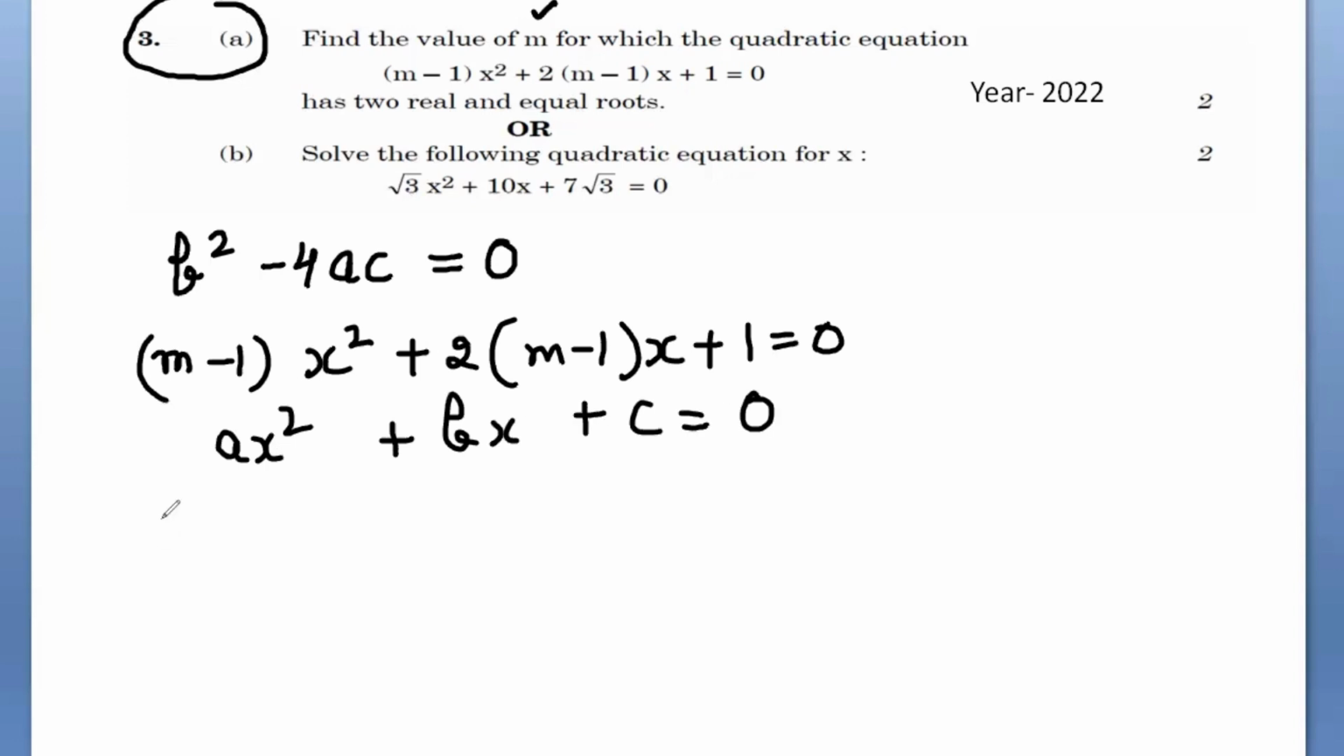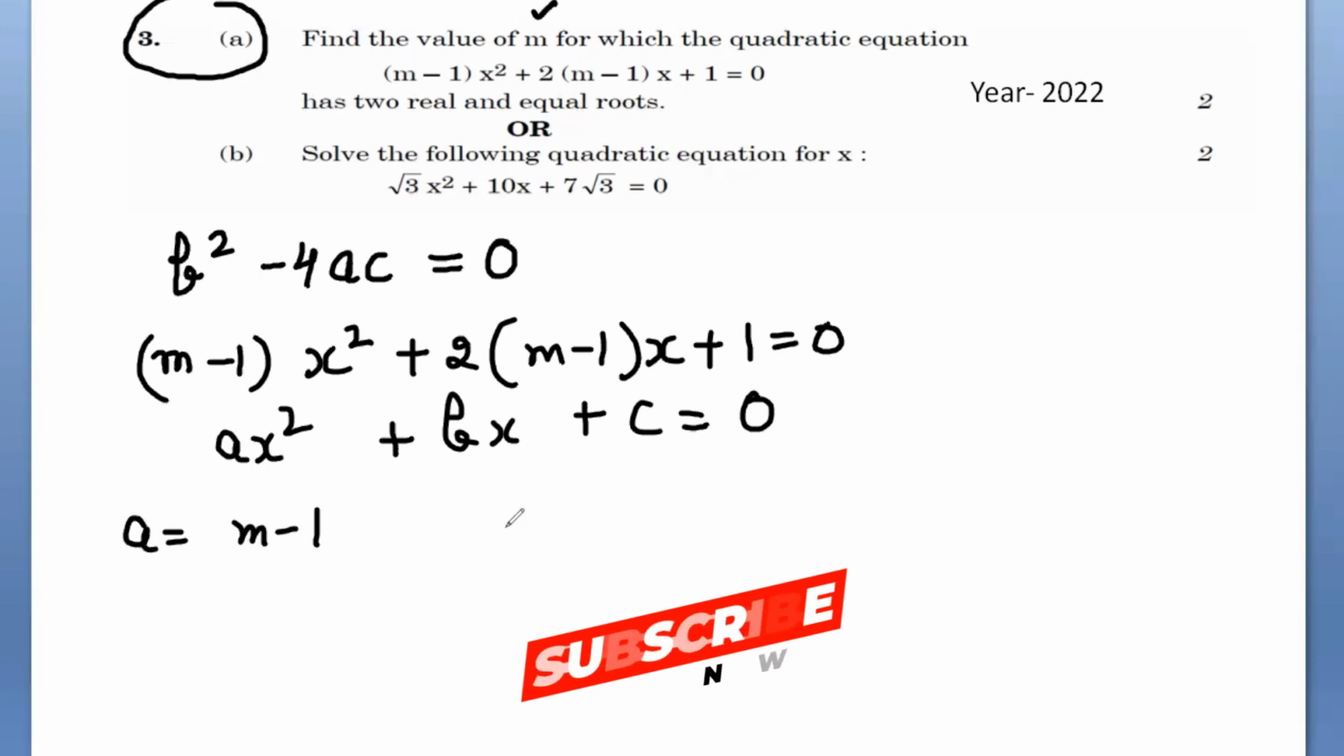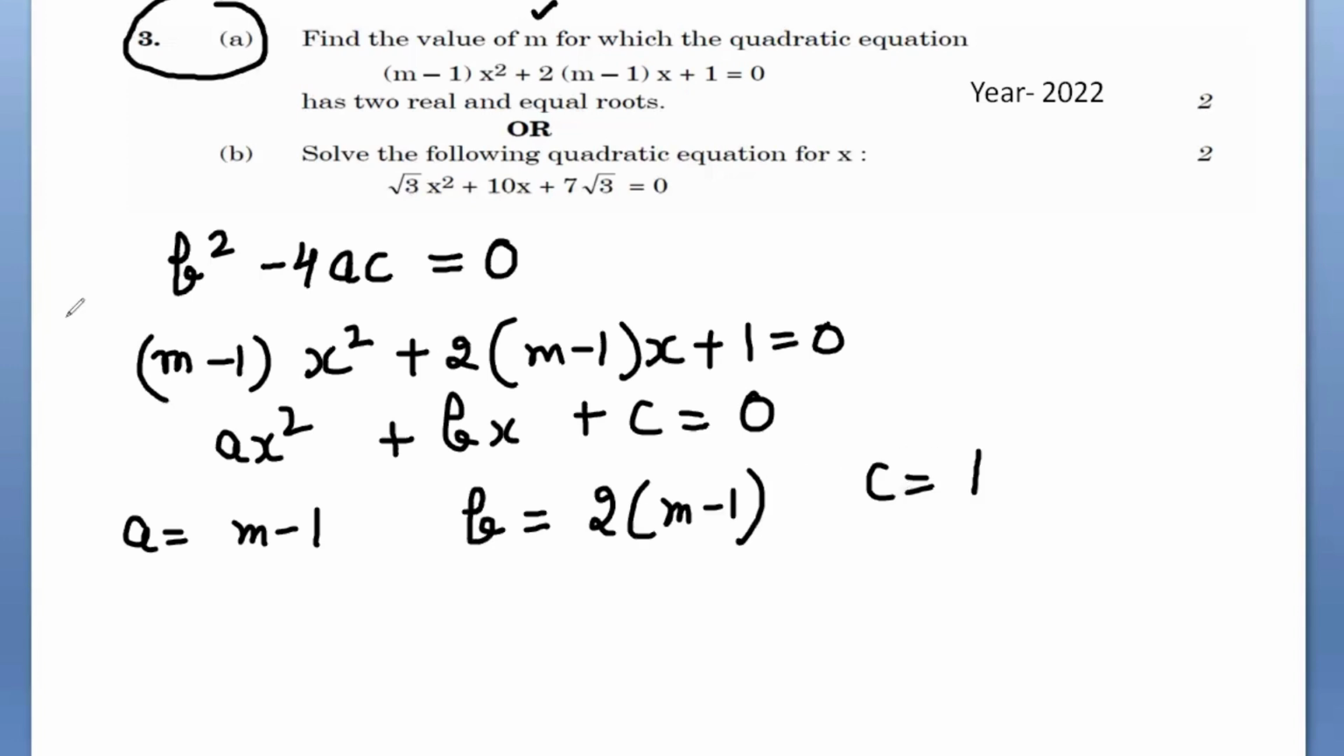So what is the value of a? Yes, you are right. It is m minus 1. What is the value of b? It is 2 into m minus 1. What is the value of c? It is equal to 1. Now, what do we need to do? We need to substitute all these values of a, b, c in equation number 1. So what will we get?